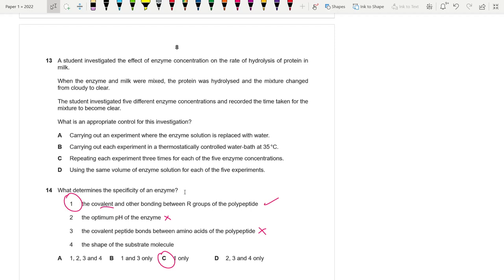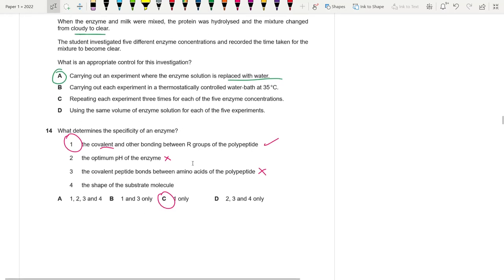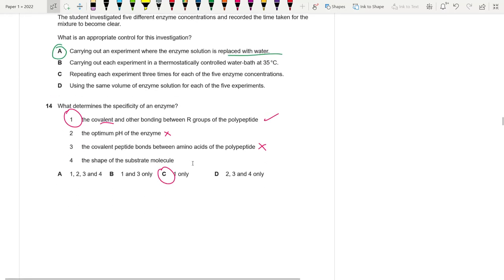Do you understand? So if we use something instead of the enzyme, the solution wouldn't turn from cloudy to clear. It would remain cloudy. So what can we use instead of the enzyme? We can use distilled water. So 13 is A. Get it? That's the purpose of a control. 14. What determines the specificity of an enzyme?